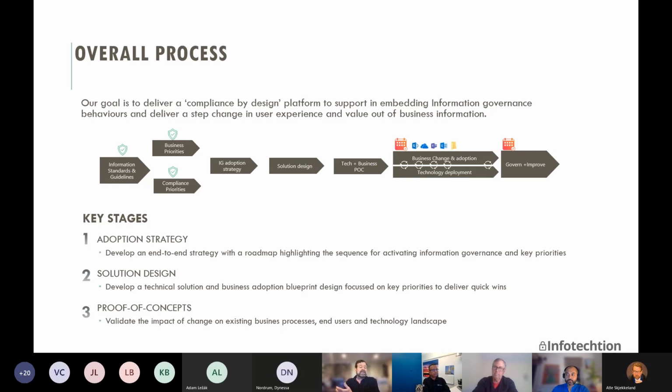So the key stages of a process are basically an adoption strategy, the solution design, and the proof of concepts. The adoption strategy says, let's look at, and we'll talk about this in just a second, your business goals and how that relates to the way the information is created.